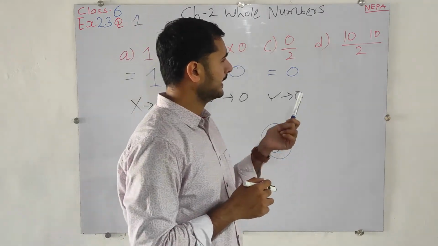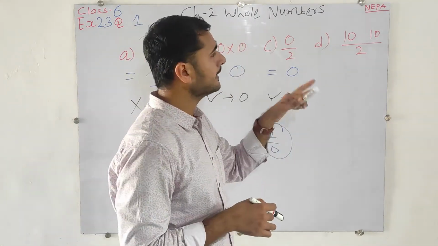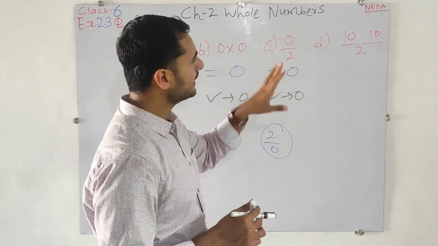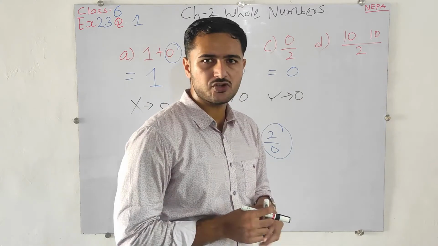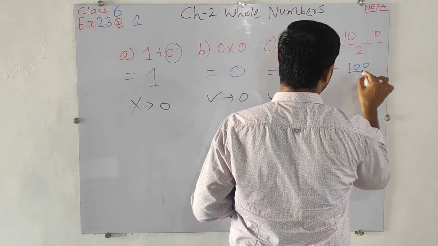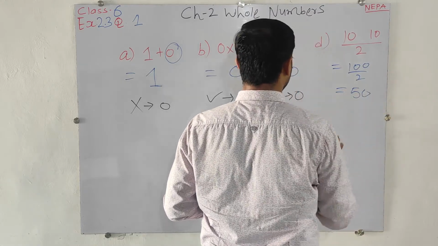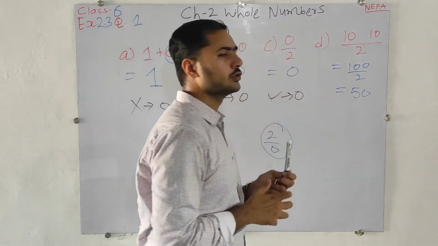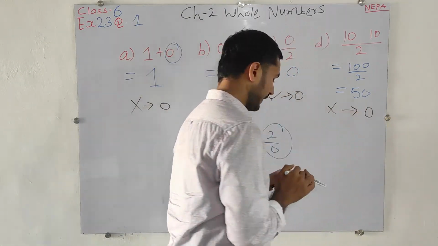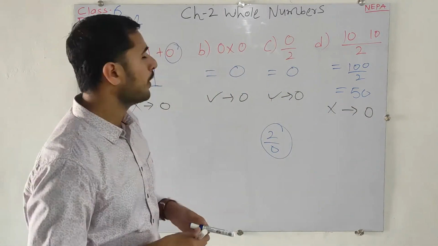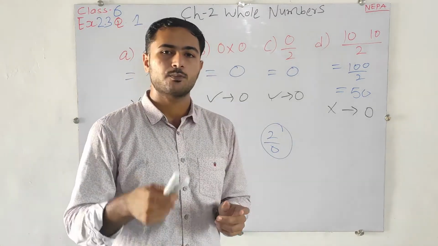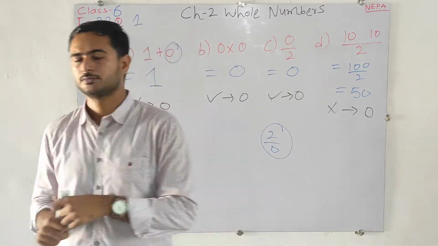The last one, that is 10. No sign is there. Again 10 divided by 2. Okay, whatever the operation is, generally if there is no sign, that's the operation of multiplication. So in that way if I do that, it will be 100 divided by 2, that is 50. So again that is not representing 0. Fine. So this was question number 1 of exercise 2.3. Okay, just pause the video and note it down.